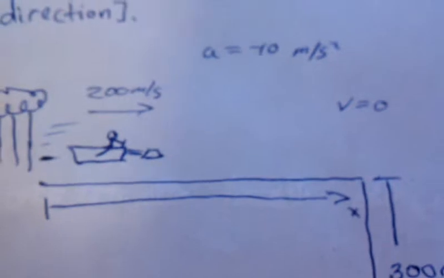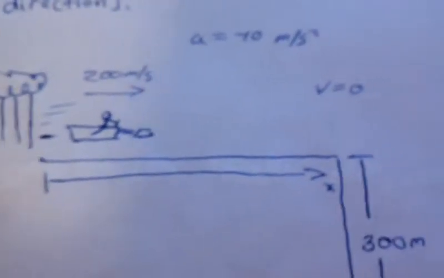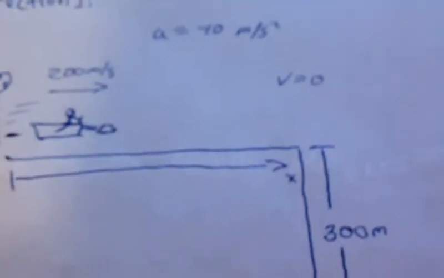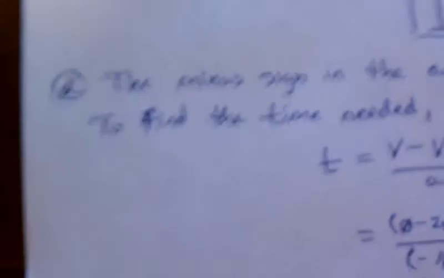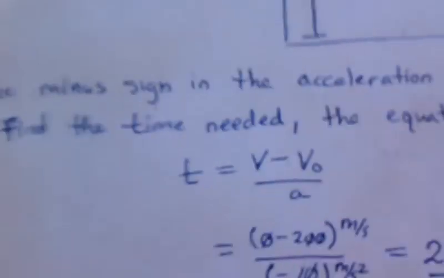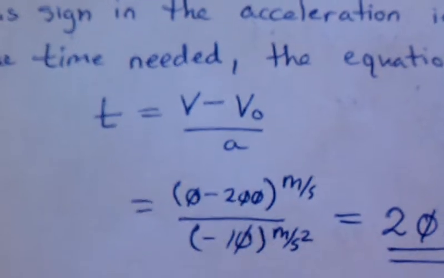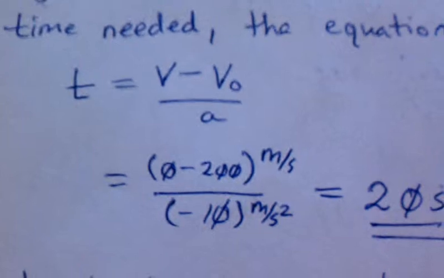We know acceleration is negative 10 meters per second squared. It's going 200 meters per second, and velocity final equals 0, and it's 300 meters high. Now, the minus sign automatically indicates that it's slowing down, not that it's speeding up. So t equals velocity final minus velocity original over a, or 0 minus 200 over negative 10, equaling 20 seconds. So it takes 20 seconds for Luke to stop.